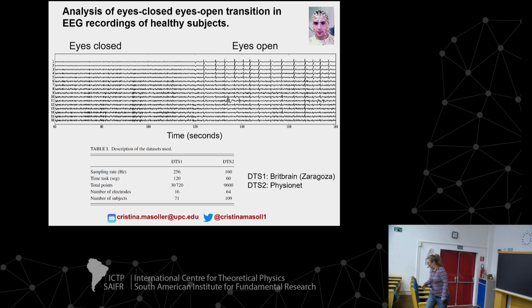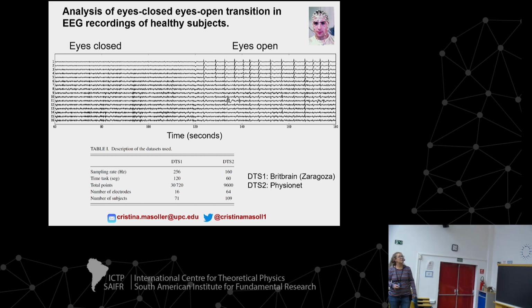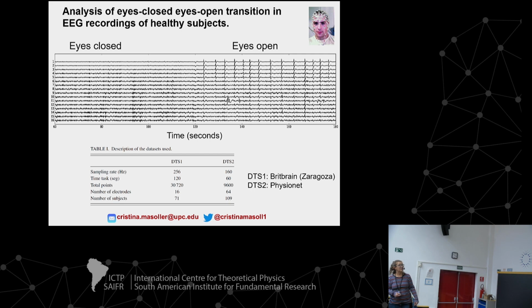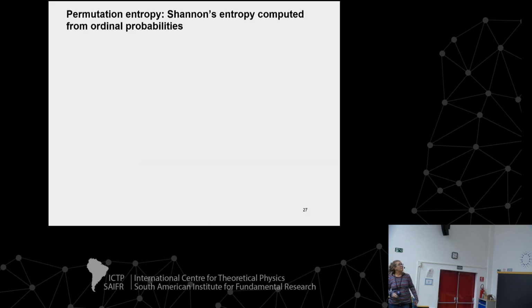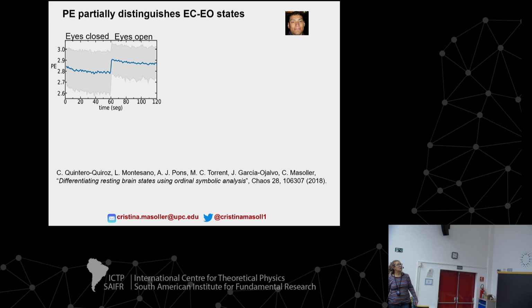We see that the time series doesn't look the same, but we want to distinguish, so we can use this technique. We have used 2 data sets. One is free from Physionet, the other one is not free. And we calculated this permutation entropy. So that's the only equation I'm going to put. From these probabilities, we calculate the entropy with the usual Shannon entropy.